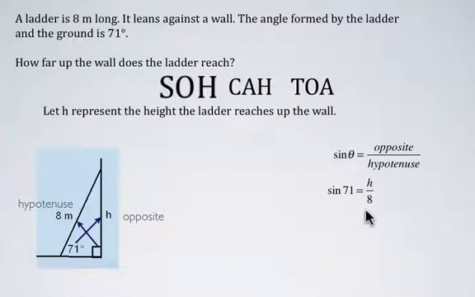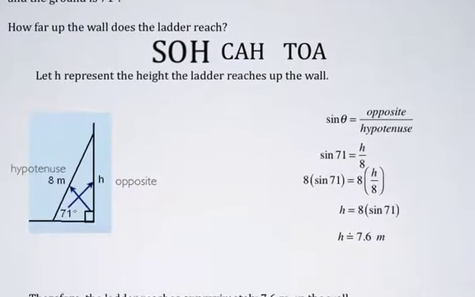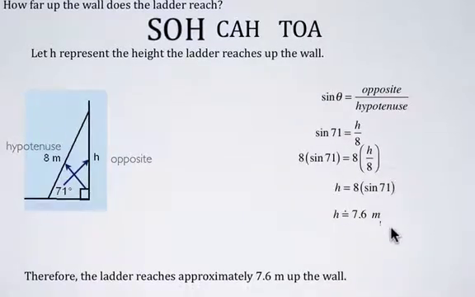We're going to now multiply both sides by 8 in order to isolate h, because 8 times h over 8 simplifies to be just h. The 8's cancel out. So h is equal to 8 times sine 71. Therefore, h is equal to 7.6 meters. So the ladder reaches approximately 7.6 meters up the wall.